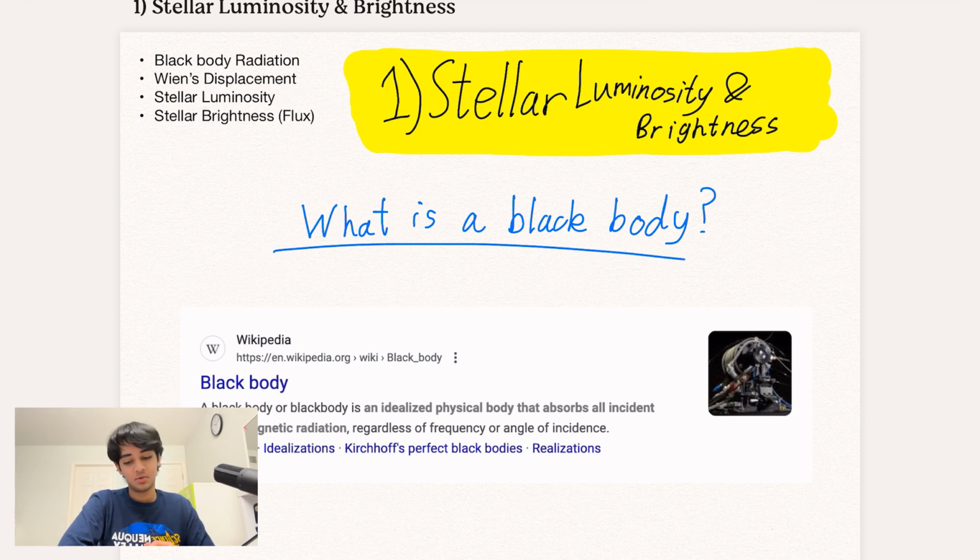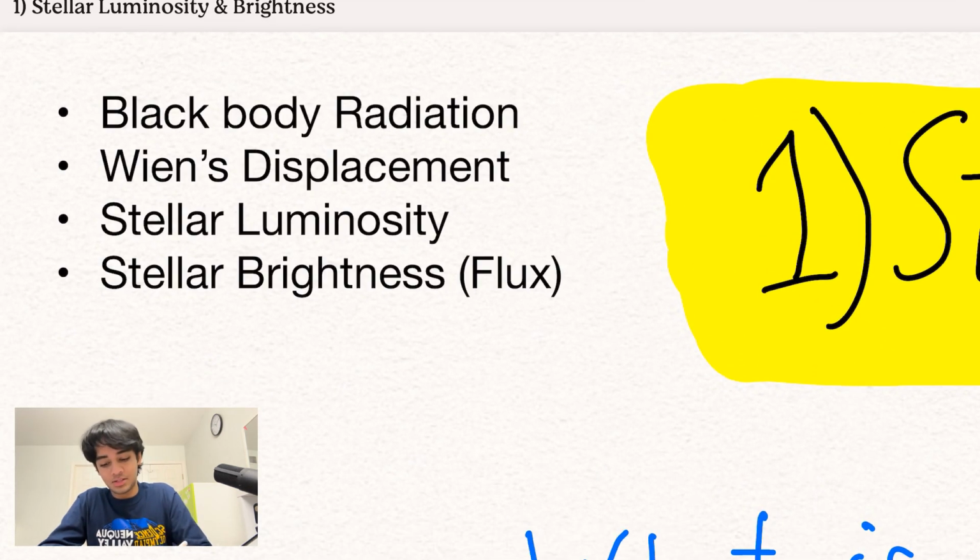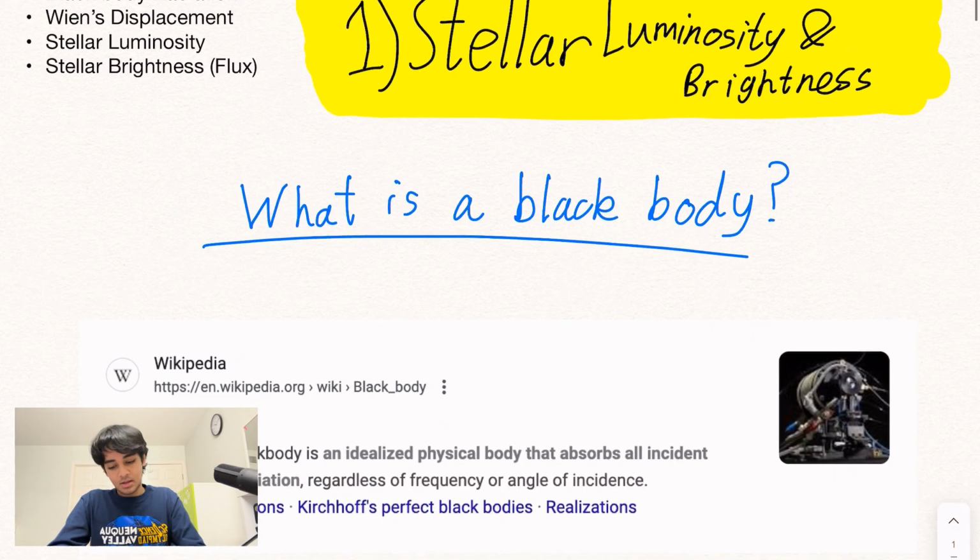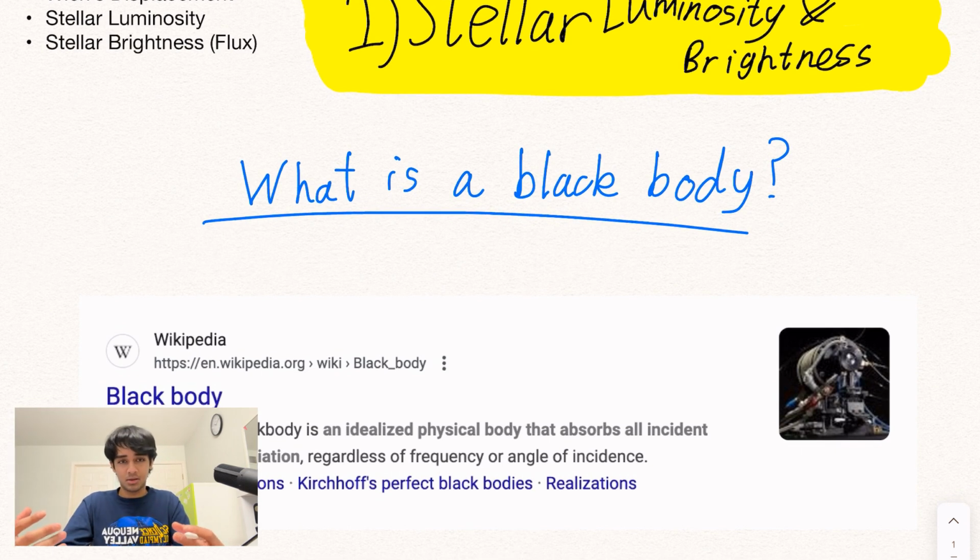The topic for this video will be stellar luminosity and brightness. So we will be covering what is a black body, what is Wien's displacement formula, what is stellar luminosity and stellar brightness. Let's start off by describing what is a black body.